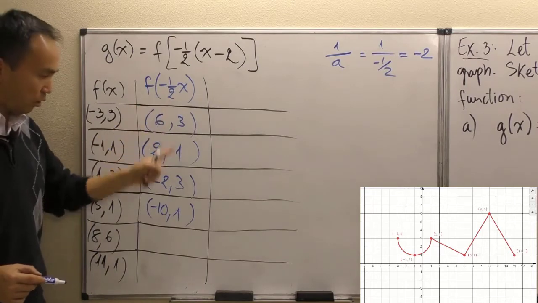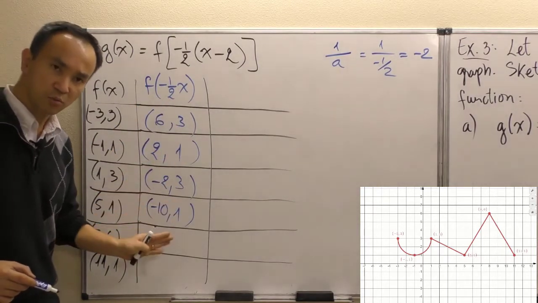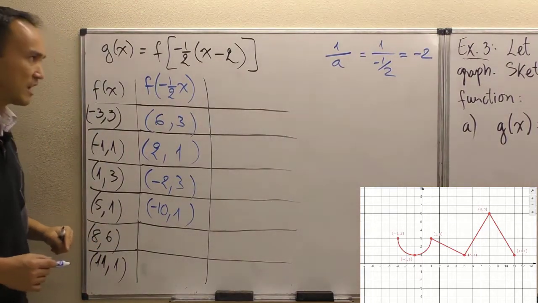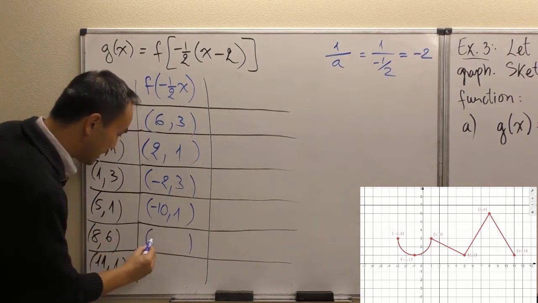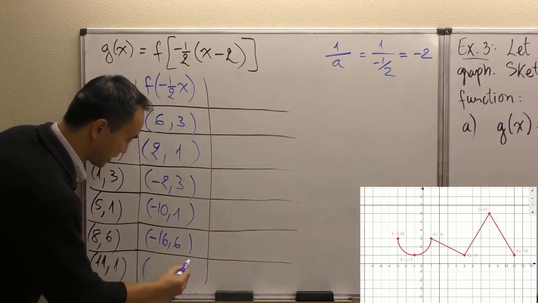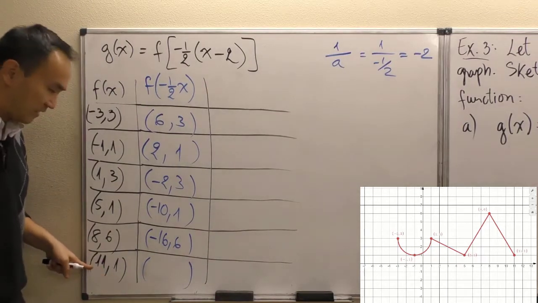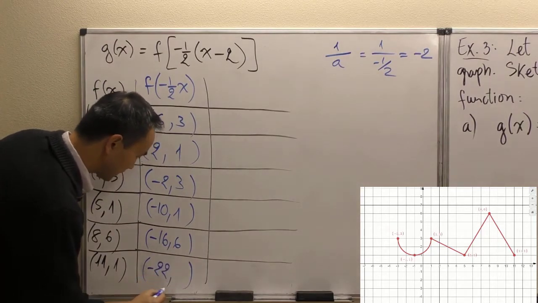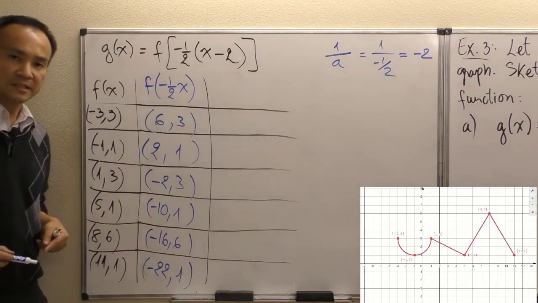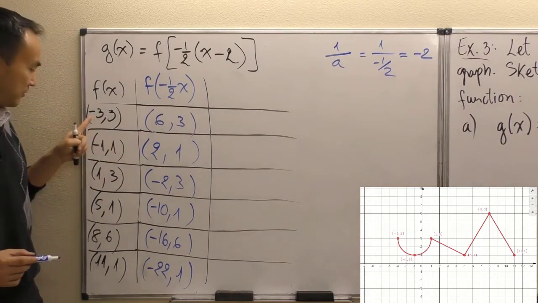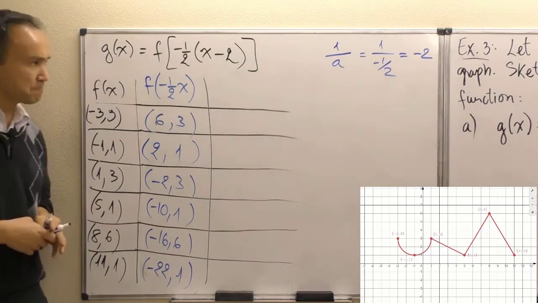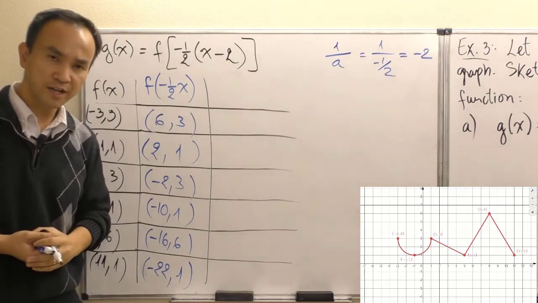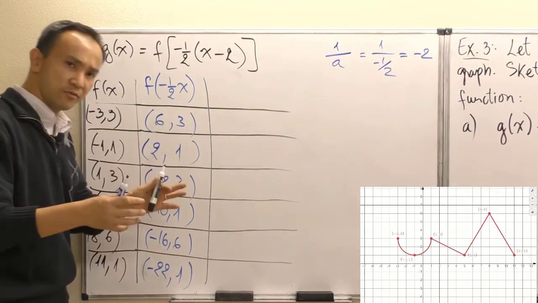Again, throughout the whole work so far, nothing is done to the y values. Then 8 comma 6 transforms into negative 16 comma 6. And now I can really pick up the pace: 11 times negative 2 gives me negative 22, comma 1. So these are all the transformed points after multiplying every x value by 1 over a, which mathematically in this case is negative 2. Now we are ready for the next step.